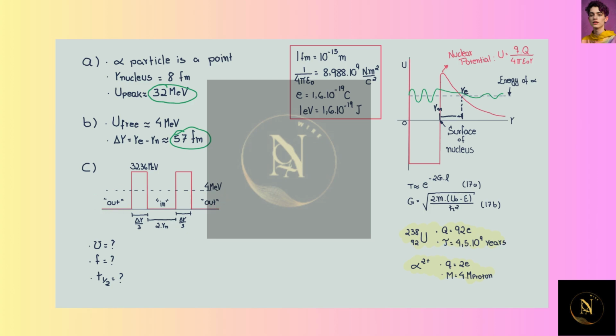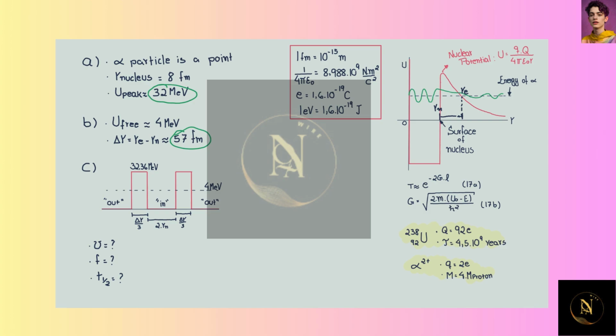The question asks us to use a width that is 1/3 of the actual width of the full potential. Then this is just delta R divided by 3, just like this. The in region actually measures 2 times the radius, so the inside region is actually the diameter of the nucleus. Now, given that, we have to calculate the speed of the alpha particle, how often it hits the barrier inside, and then give an approximation to the lifetime of the uranium.